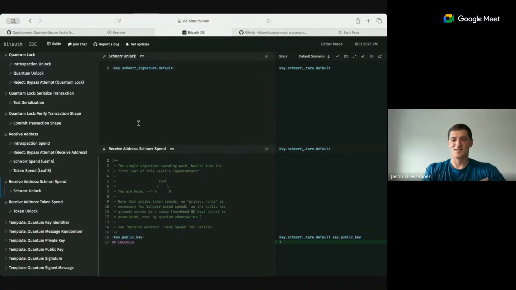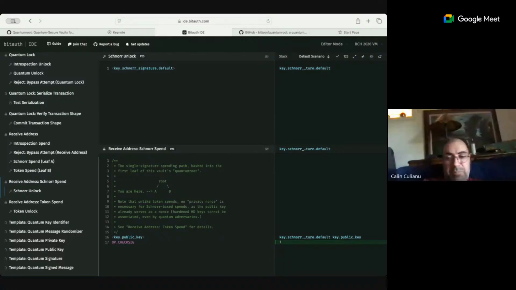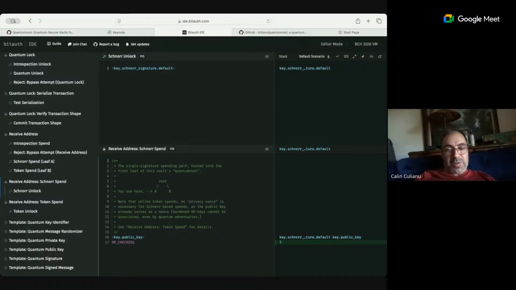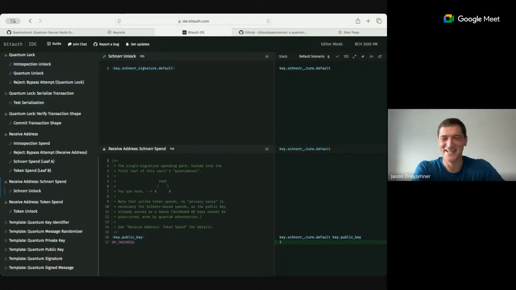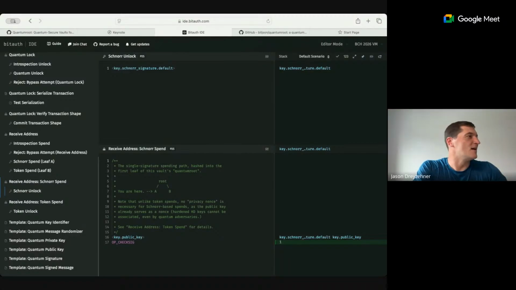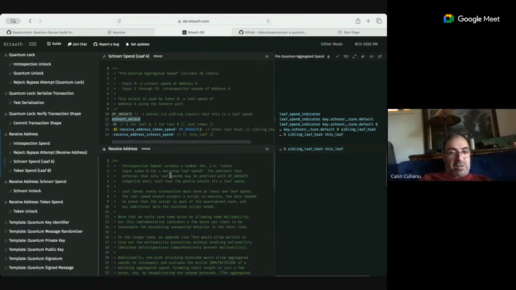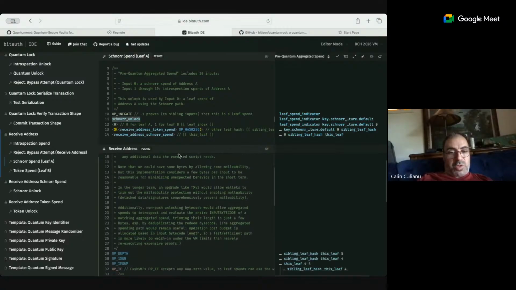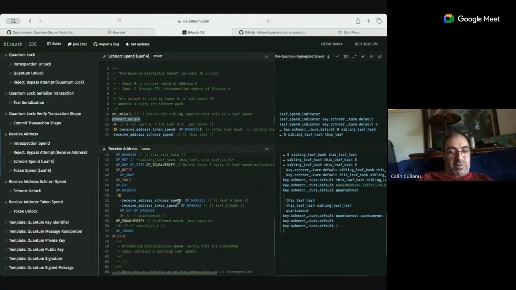So are there any questions about that so far? Yeah, Galen. Sorry for the dumb question. If you go back to the previous screen, by definition, not with the master locking script. Yes, here. Let's see. For a Schnorr spend, receive. Yes. So this supports a whole tree of different scripts that it can verify?